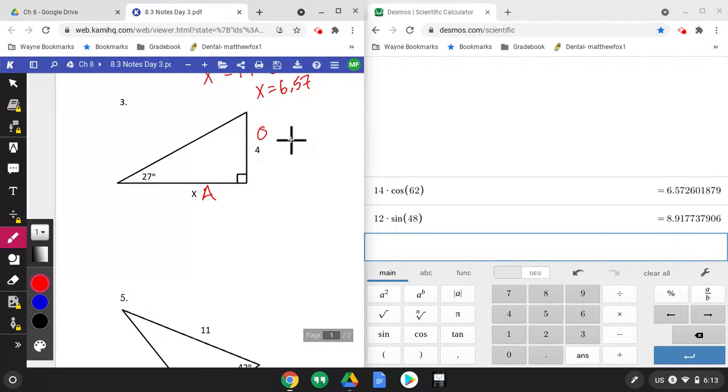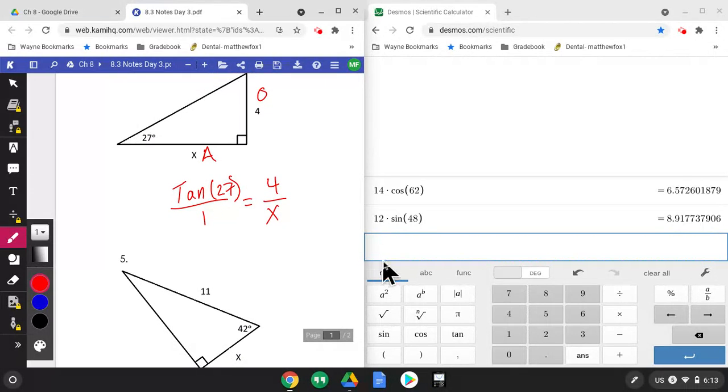So this one will be the tangent of 27, and we put that over 1 equals... Now, TOA, O, so 4 over x. And I want you to be very careful because we have not had x on the bottom yet. So when we cross multiply here, it's going to be a little different than what we've had before.